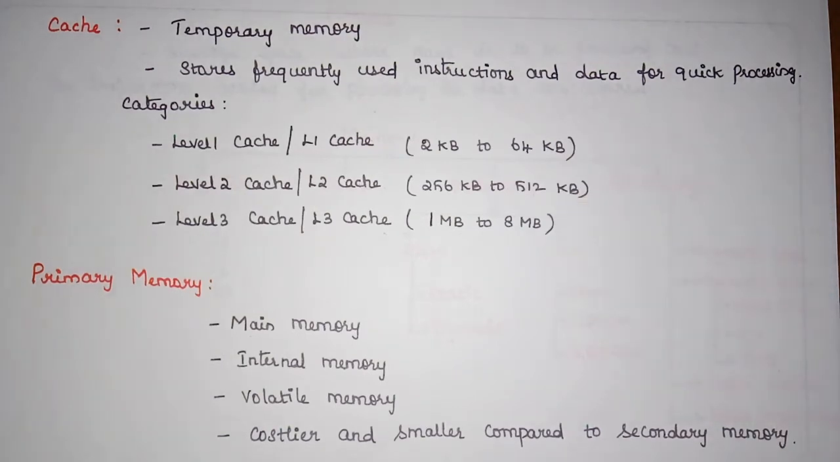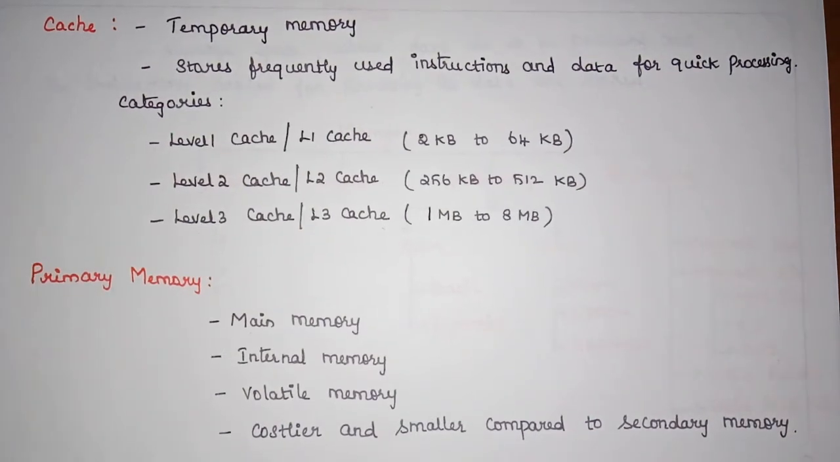Then coming to primary memory. The primary memory is also called main memory or internal memory, and it is called a volatile memory because when there is a power failure, the data does not exist if it is not saved. Primary memory is used for accessing the data much faster, and it is much costlier and smaller compared to the secondary memories.